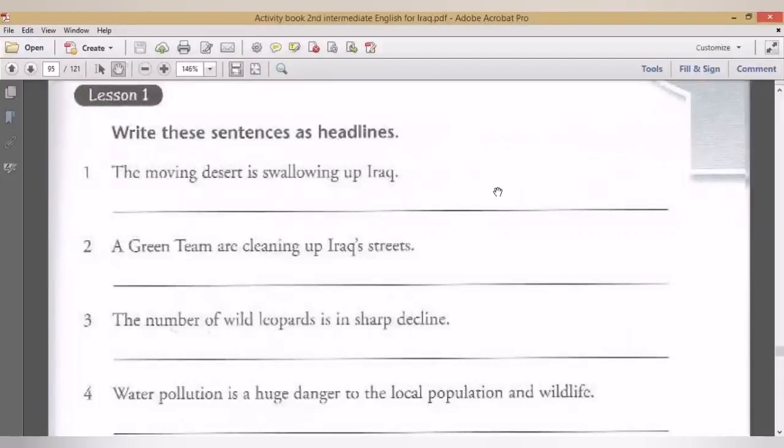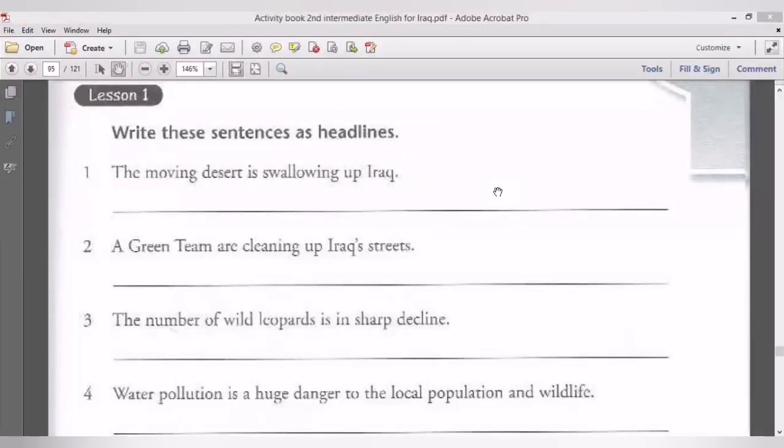Now, this is another exercise. As you remember, we studied how to differentiate between a headline and a sentence. We said that some headlines are not complete sentences. They have some missing words and articles. Now here we have these sentences. We should turn it into headlines.